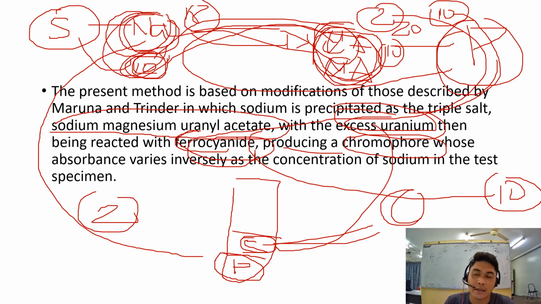Why is there less uranium present? Because the concentration of sodium in the specimen is increased. More sodium, more precipitate forms, and less uranium is present in the supernatant. That's why the color intensity is less. But for a specimen with low sodium concentration, meaning less precipitate forms, there is more free uranium, and that uranium will react with ferrocyanide to produce an intense color. Hopefully that is understood.